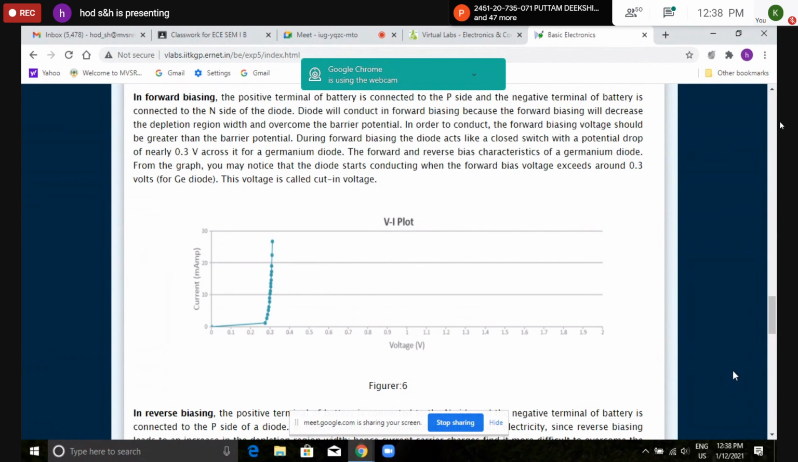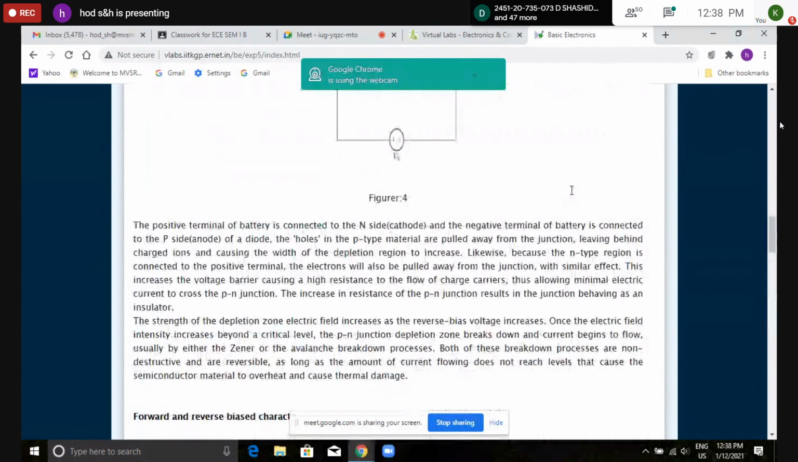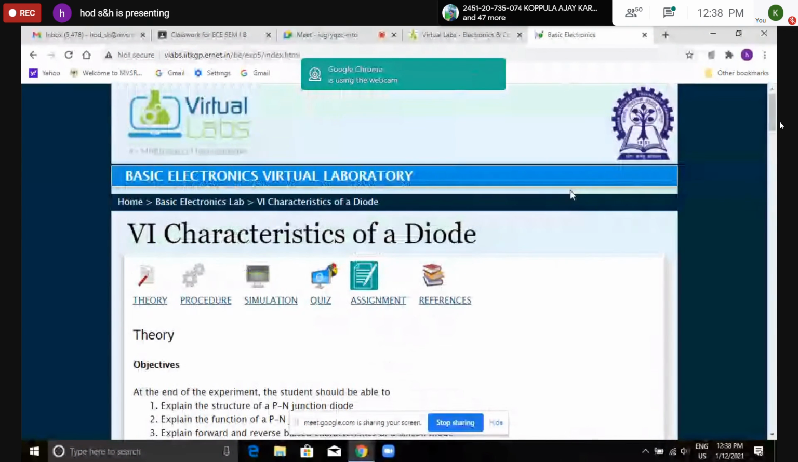So once again I'll explain. First you should go to Google. You should browse virtual labs. In the virtual labs also you should go to electronics and communication. Here you should click basic electronics. Again you have to click the list of experiments. In that you have a number of experiments. The 5th one is VI characteristics of p-n junction diode.